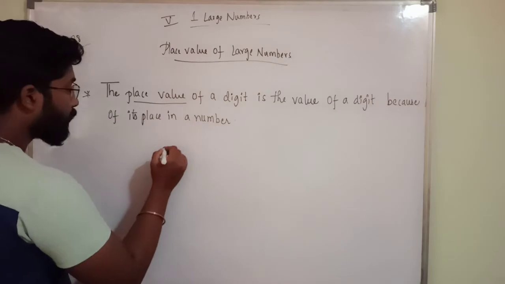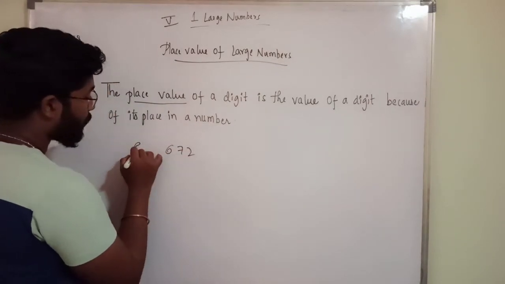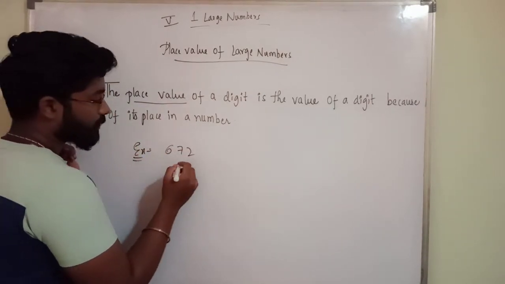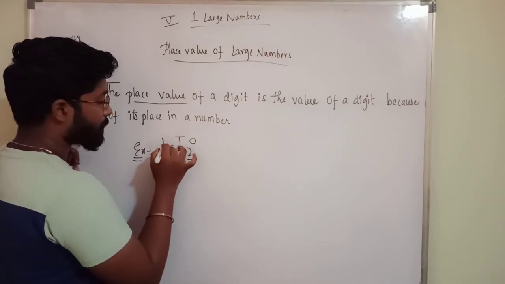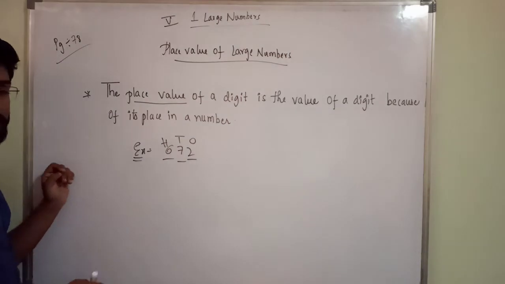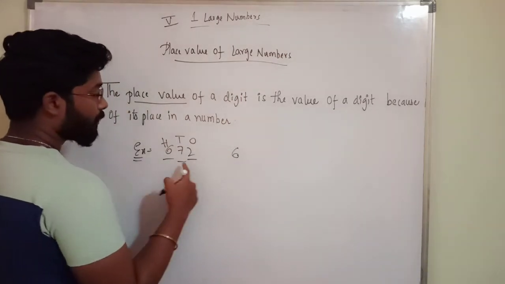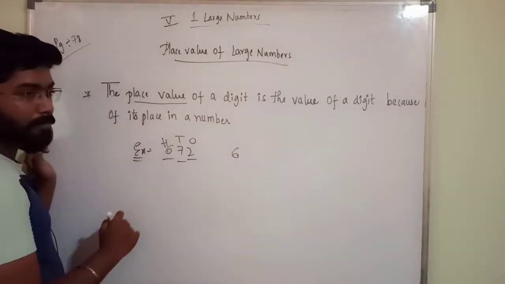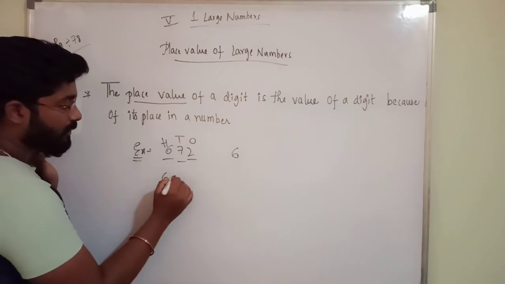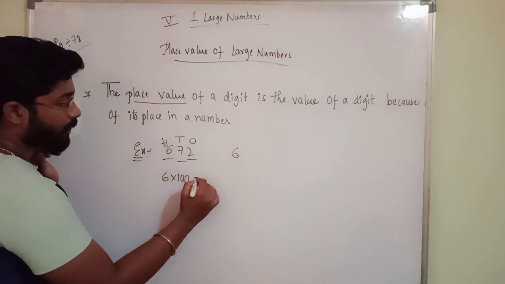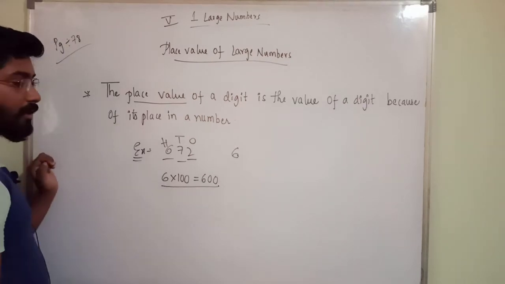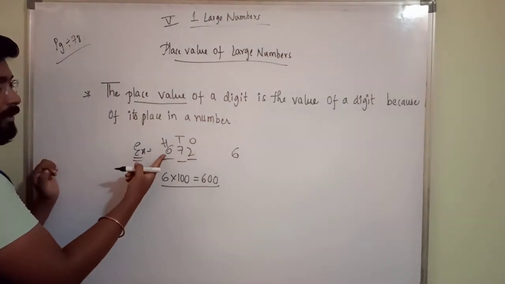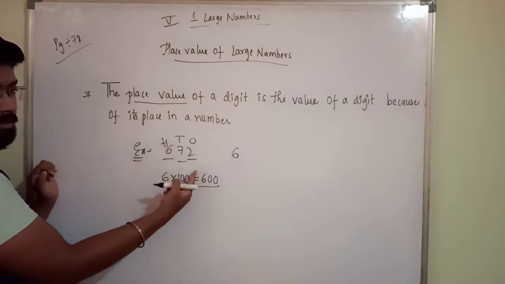So see here, 672 is a number. For example, I am saying 672 is a number. This is ones place, tens place, hundreds place. So 6 is in which place? We are talking about 6. Okay, 6 is in which place? Hundreds place. What is the place value? Digit into its place. This is equal to 600, the place value. In 672 the place value of 6 is 6 into 100, 600.